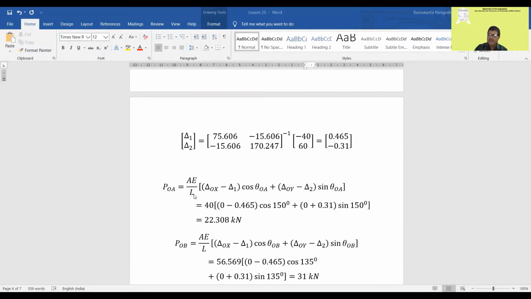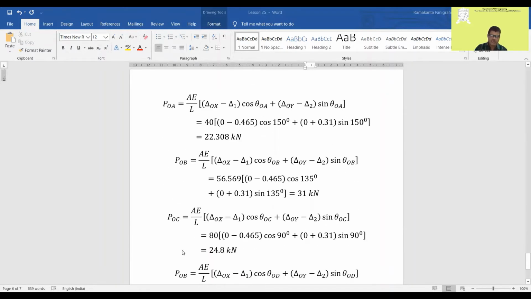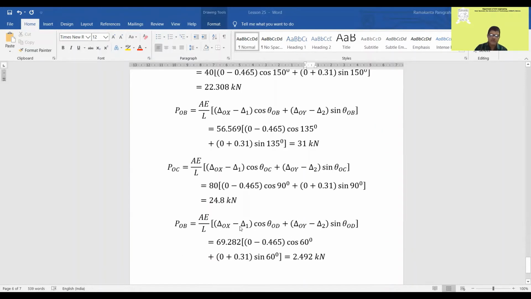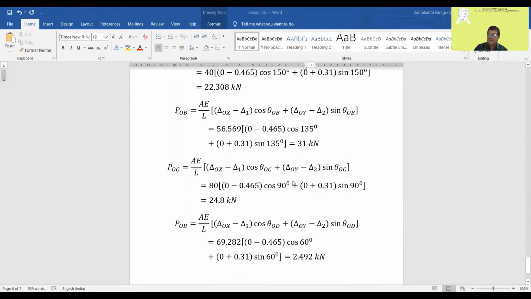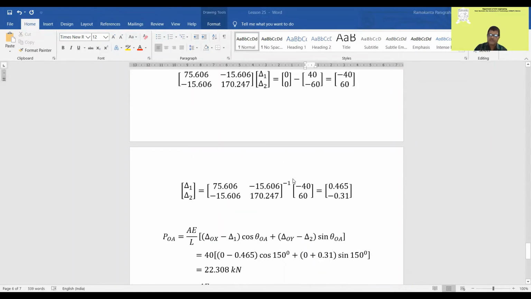Similarly, you can find out POB, POC and POD. All the values can be obtained in a similar format. Only the value of theta is going to change. Delta 1, delta 2 remain the same, and delta OX, delta OY everywhere is equal to 0. So by putting these things, you can find the member forces, the forces in the members.